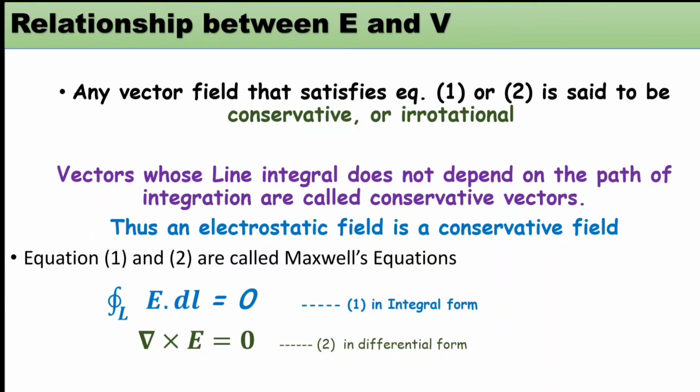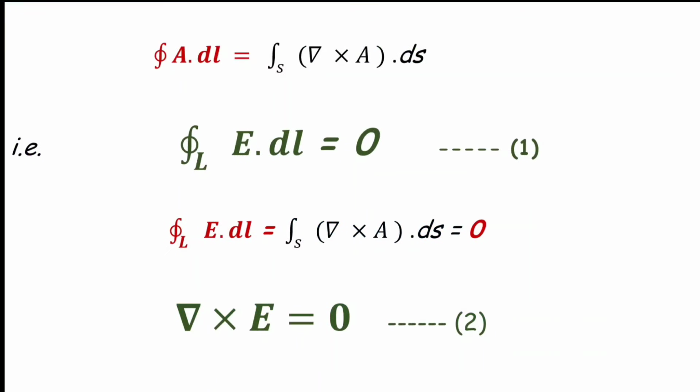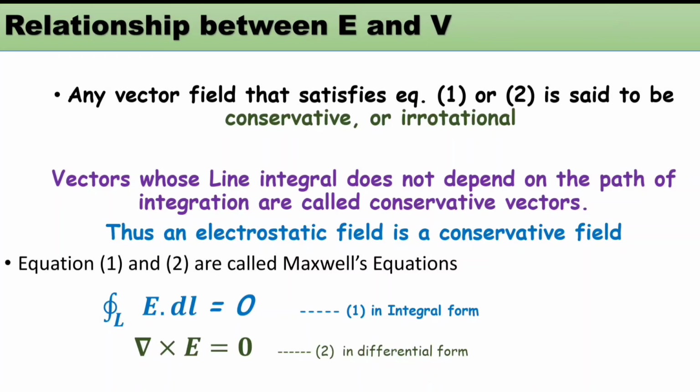So any vector field that satisfies equation 1 and equation 2 is said to be conservative or irrotational. So what is equation 1? Closed integral E dot dl is equal to 0. And what is the second equation? Del cross E is equal to 0. These two equations indicate that the field is said to be conservative or irrotational. Vectors whose line integral does not depend on the path of integration are called conservative vectors. Thus, an electric field is a conservative field.